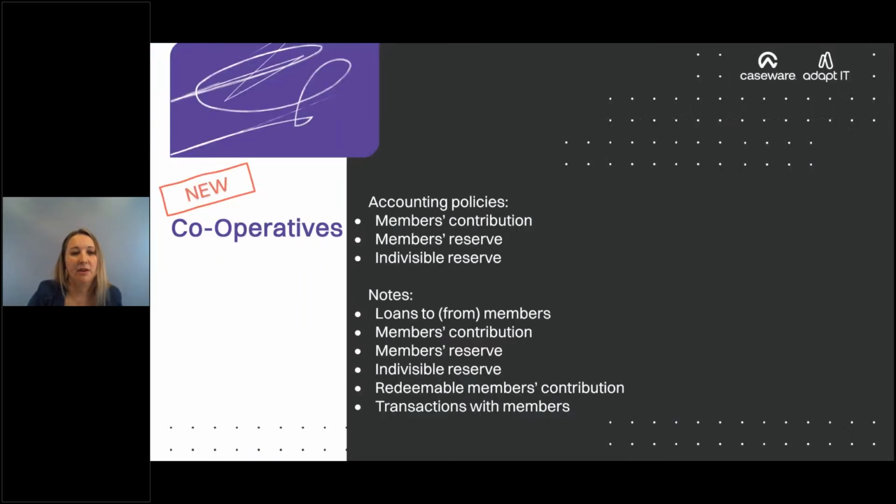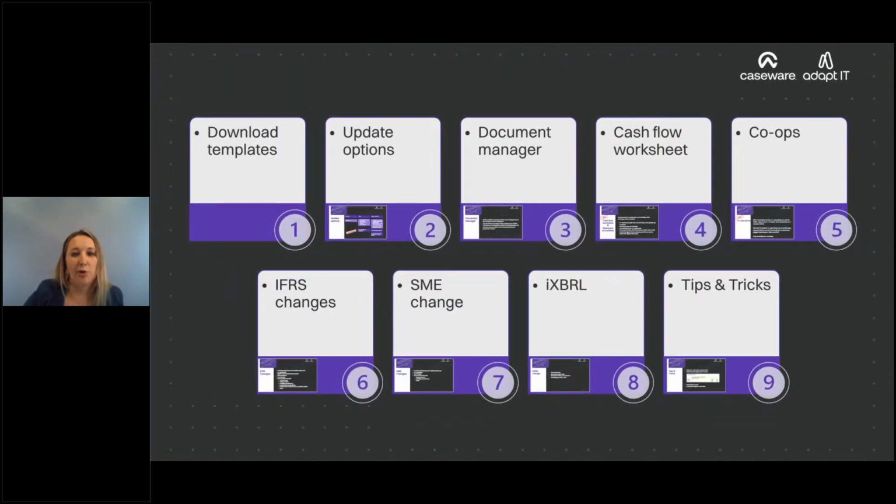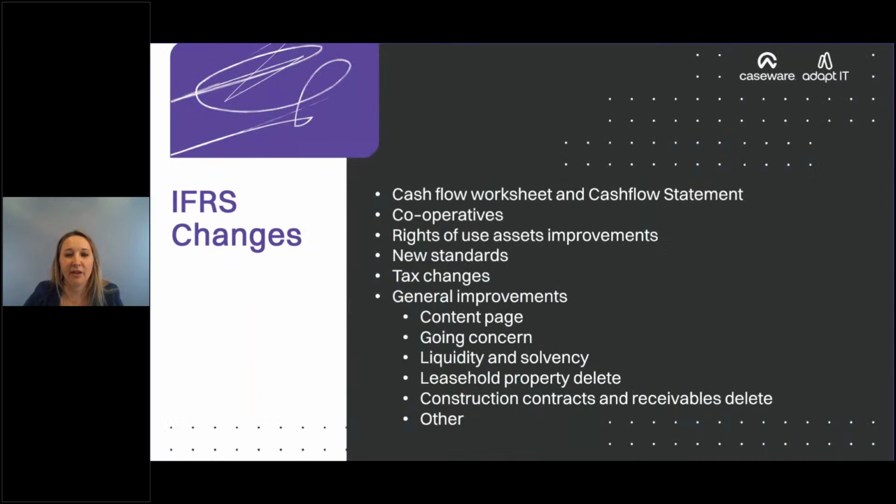Right. Then if we go back to our slide and have a look at our IFRS changes. Like I showed you, the cash flow worksheet and the cash flow statement changes are in IFRS and in SME. Important also that we've updated the notes so that they pull from the worksheet as well. So that whole package has been changed. Then the cooperatives that I've just shown you are also available on IFRS and in SME.